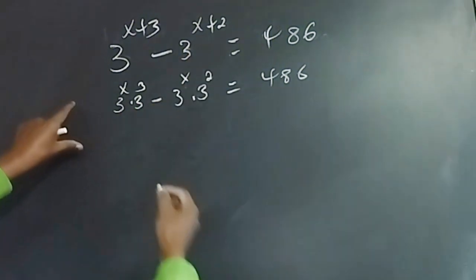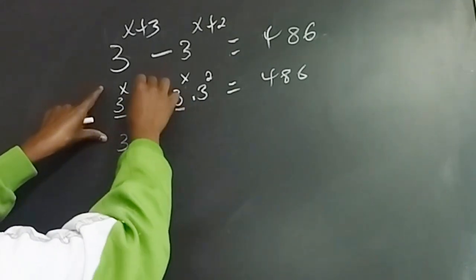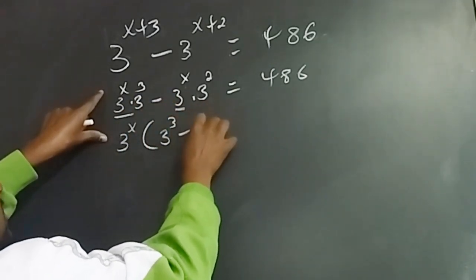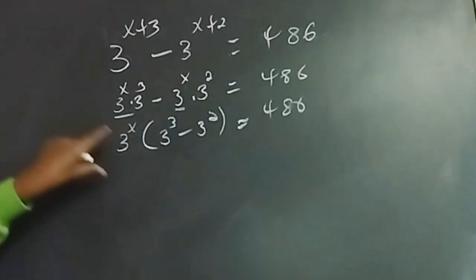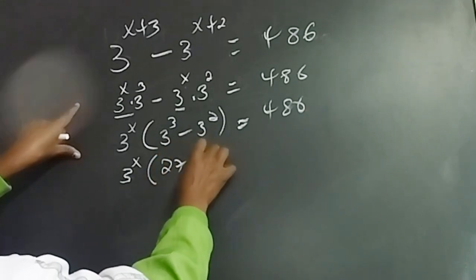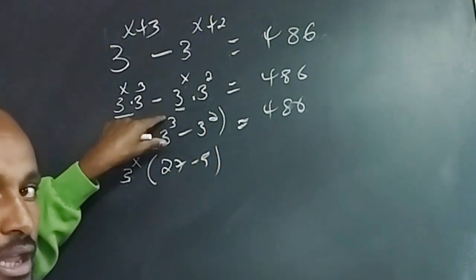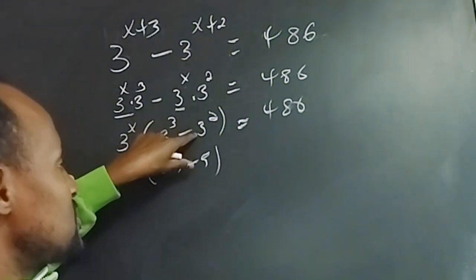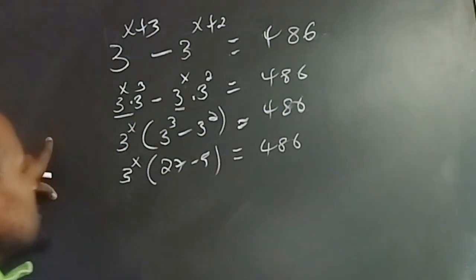So this one has a common factor, 3 to the power of x, out. Then 3 cubed minus 3 squared equal to 486. Then 3 to the power of x times 27 minus 9. This is 3 to the power of 3, 3 times 3 times 3. 3 squared is 3 times 3. This is 9, which is equal to 486.